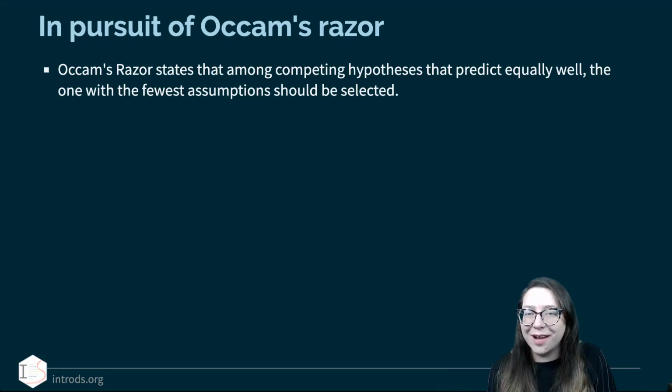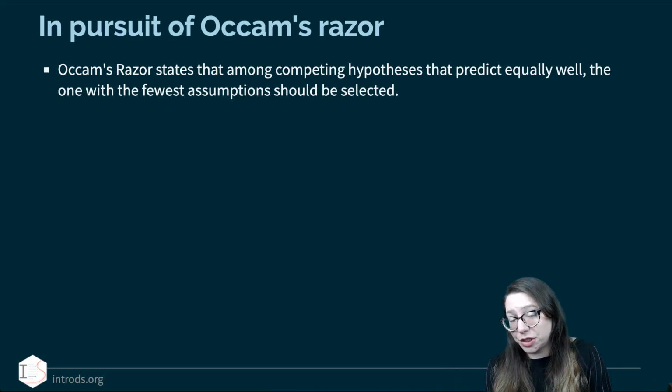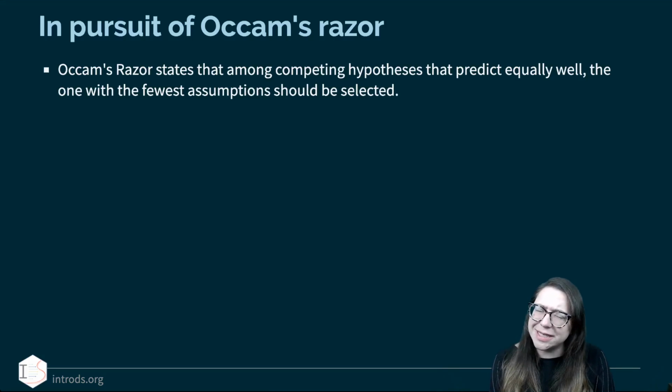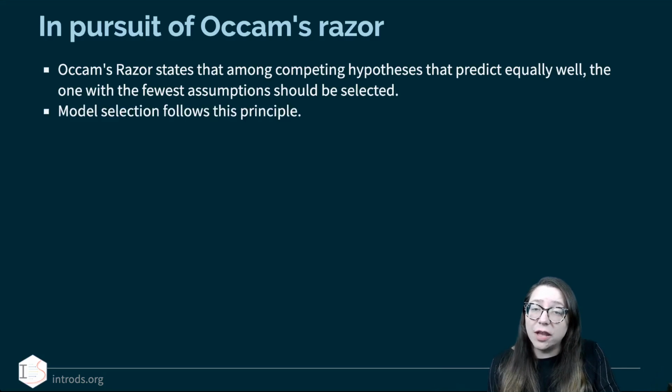And here comes the idea of Occam's razor, which you may have heard about from other contexts. It states that among competing hypotheses that predict equally well, so that's important, that predict equally well, the one with the fewest assumptions should be selected. So basically saying, go for the simpler explanation. Model selection follows this principle.